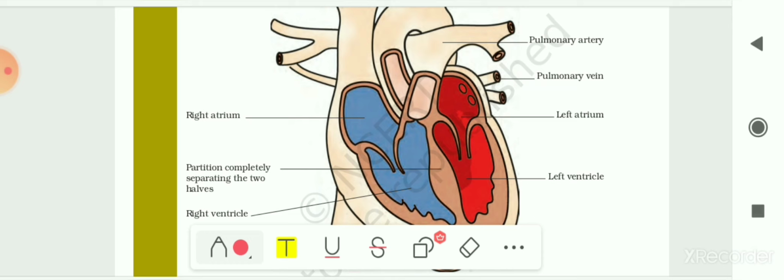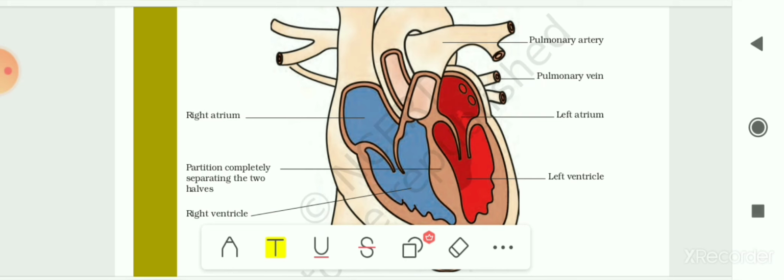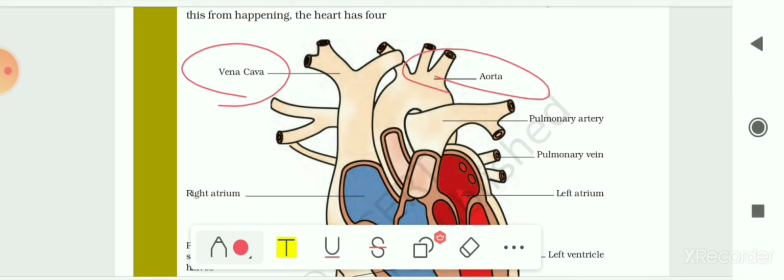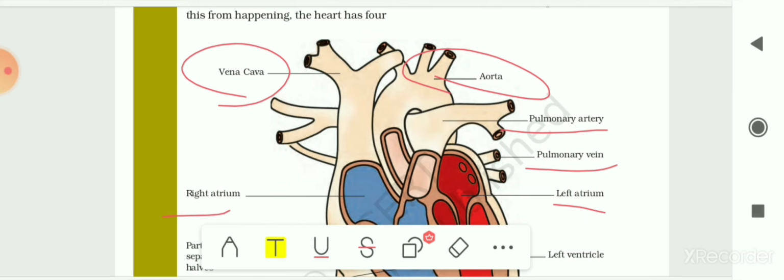So here we already know that the four chambers are there. Other than these four chambers, here you can see the vena cava. This is the main vein in our body. Then the aorta is there. This is the main or major artery in our body. Then after this one is the pulmonary artery, pulmonary vein, left atrium, right atrium.